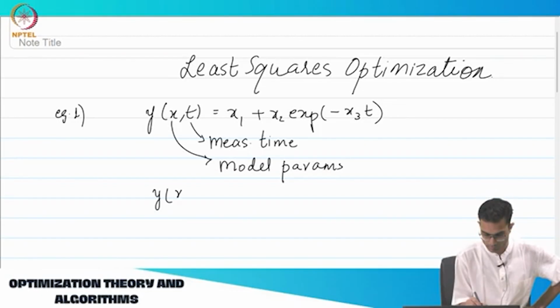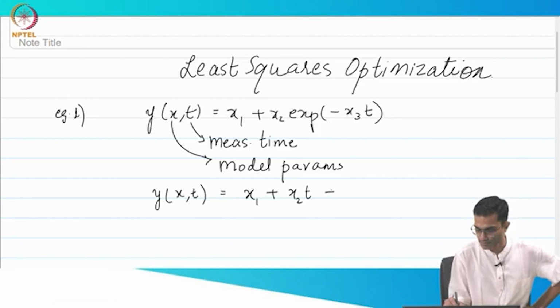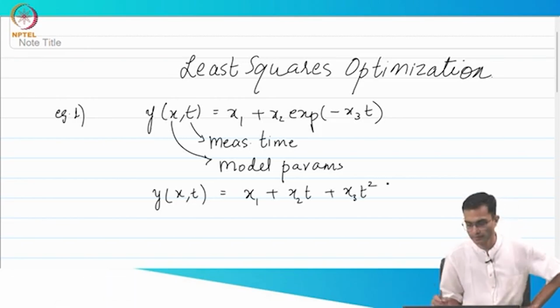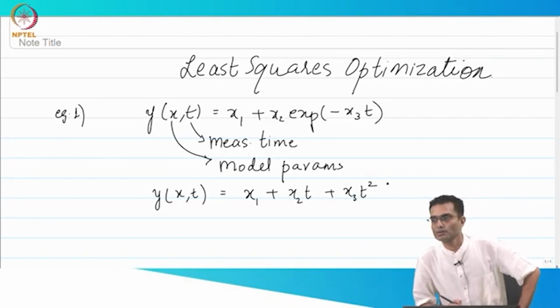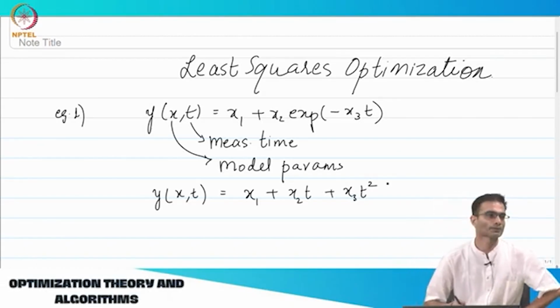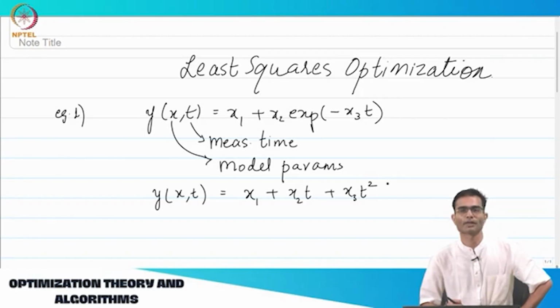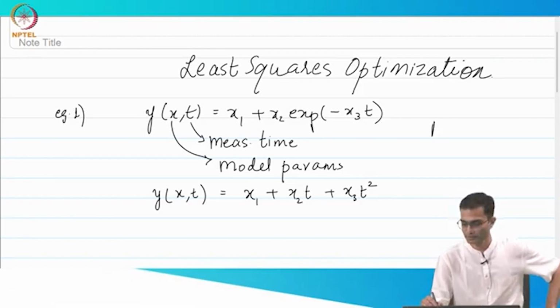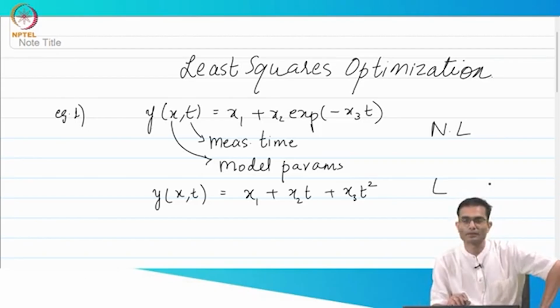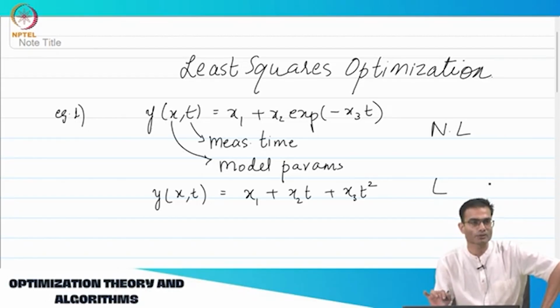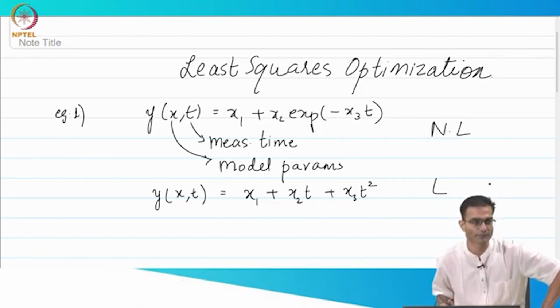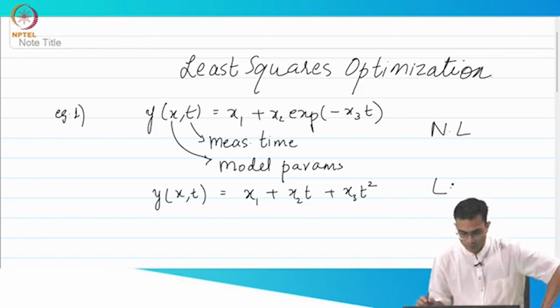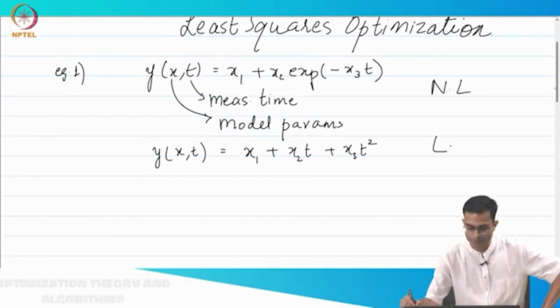And the other model that we had was, for example, something simple like this. What is the difference between these two models? In terms of nomenclature, the first model is non-linear in the parameters, and this one is linear. Loosely speaking, we call it linear, but technically, what should we call it? Affine. There could be a constant also over here, which I have not mentioned. So these are the two broad families of problems.